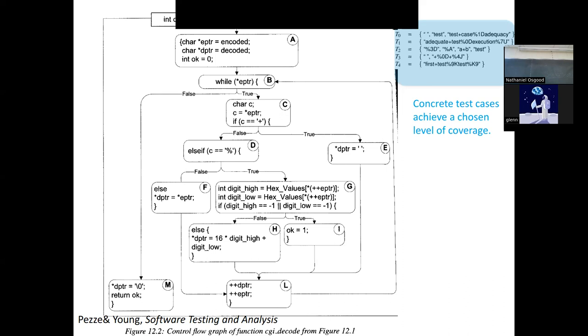So, Tony, yeah. A, B, and you notice, as Tony's observing, there's a transition from B here to M. So ABM will be one path, that's right.